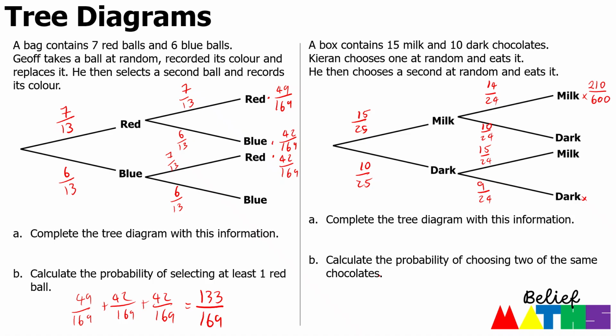Then 2 dark, same thing, 25 times 24, we already know is 600, and then 9 times 10 is 90. So 2 of the same chocolates then is 210 over 600 plus 90 over 600, which is 300 over 600. And that gives us our final answer.